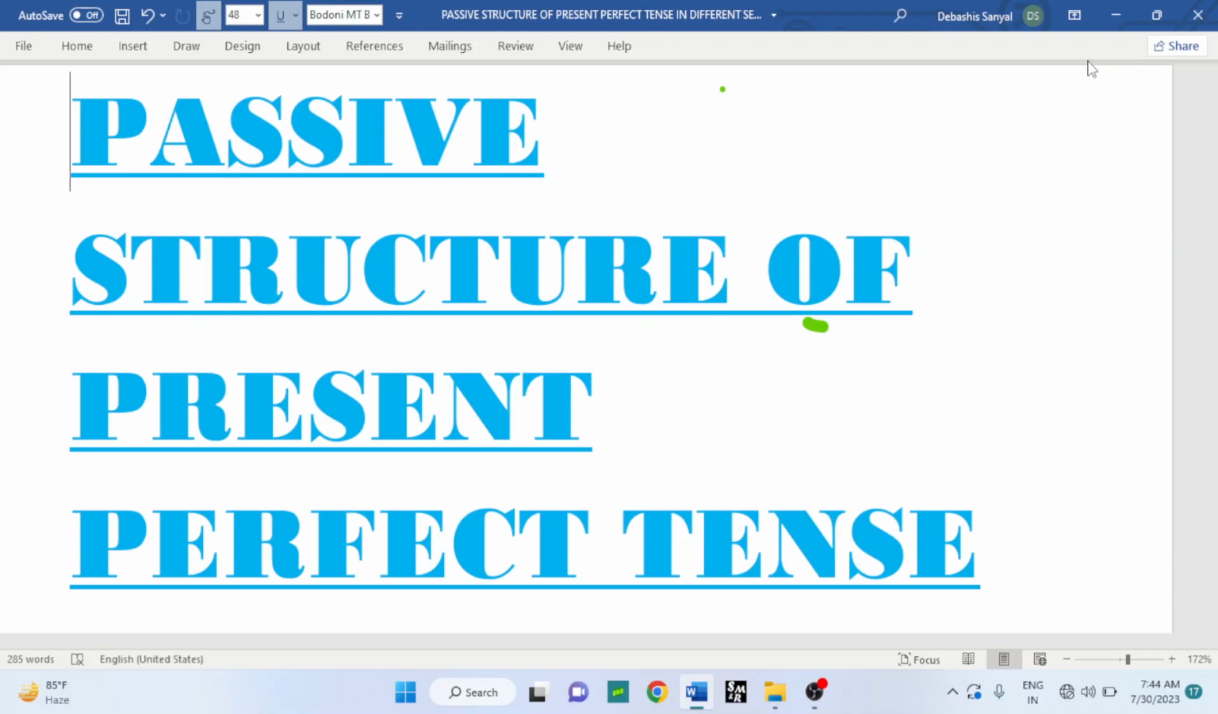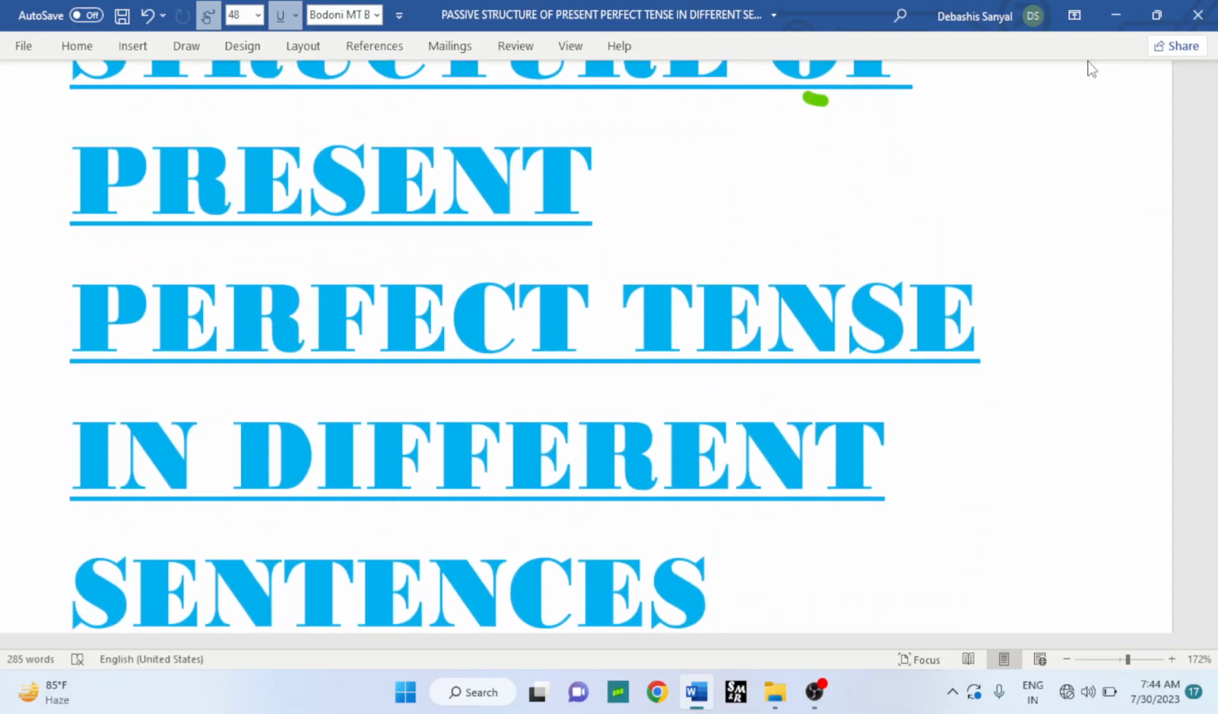Since a few days, we have been discussing a grammatical topic, voice. Dear students, today we are going to learn how the present perfect tense is used in passive voice structure in defined sentences. So let's start the very class.